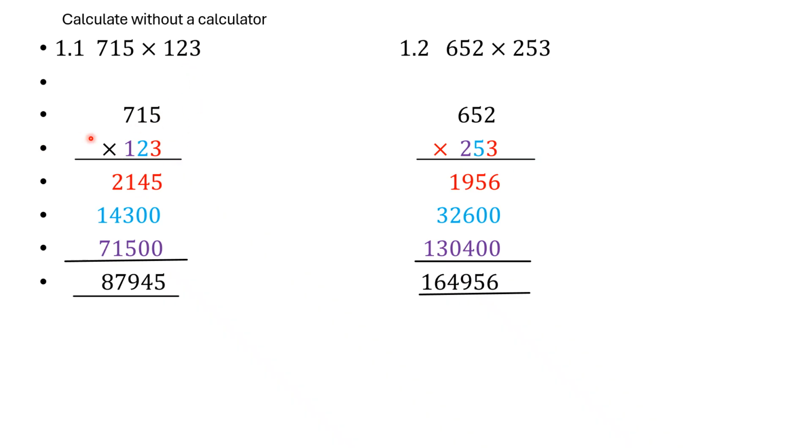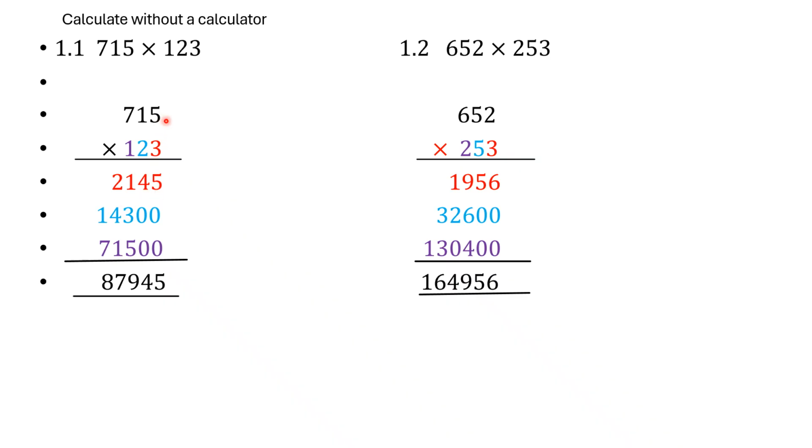We're going to multiply out. So 715 will first be multiplied by the 3. It's going to be multiplied by 20, then it's going to be multiplied by 100. Right, so 5 times 3 gives me 15. Take 1 over, leave the 5. 1 times 3 is 3 plus 1 gives me 4. 7 times 3 is 21, so 715 times 3 gives me 2,145.